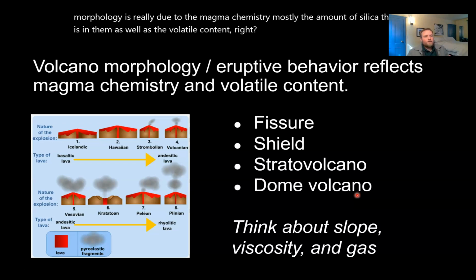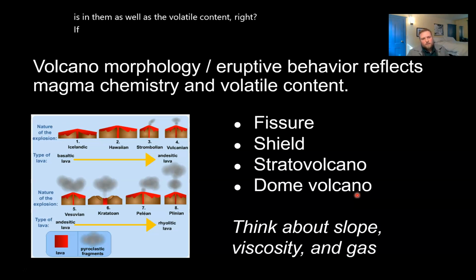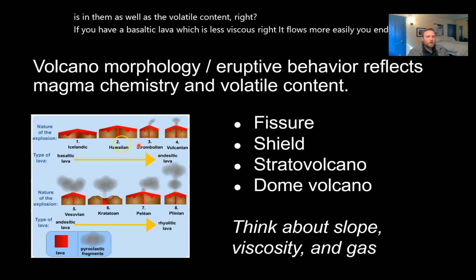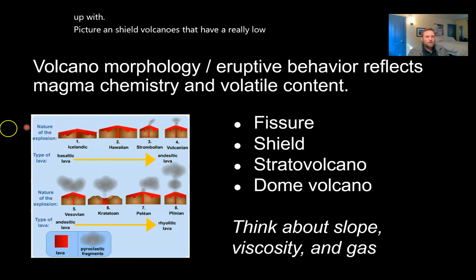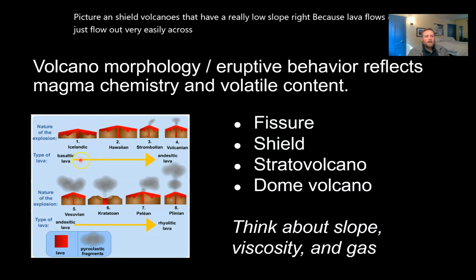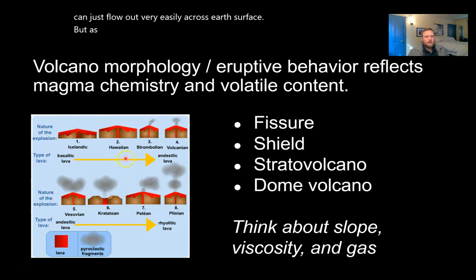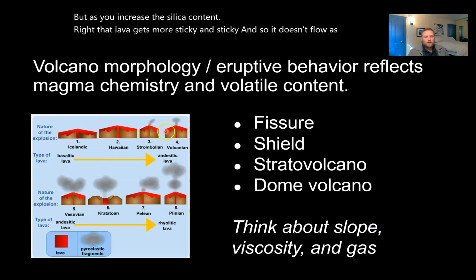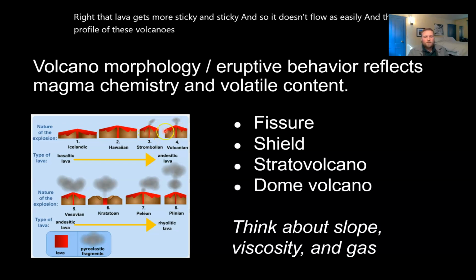So if you have a basaltic lava, which is less viscous, it flows more easily, you end up with fissure and shield volcanoes that have a really low slope, because lava flows can just flow out very easily across Earth's surface. But as you increase the silica content, that lava gets more sticky, and so it doesn't flow as easily, and the profile of these volcanoes becomes steeper and steeper.